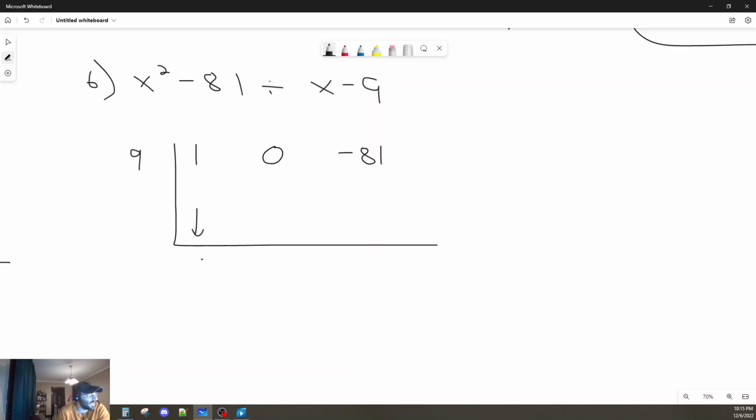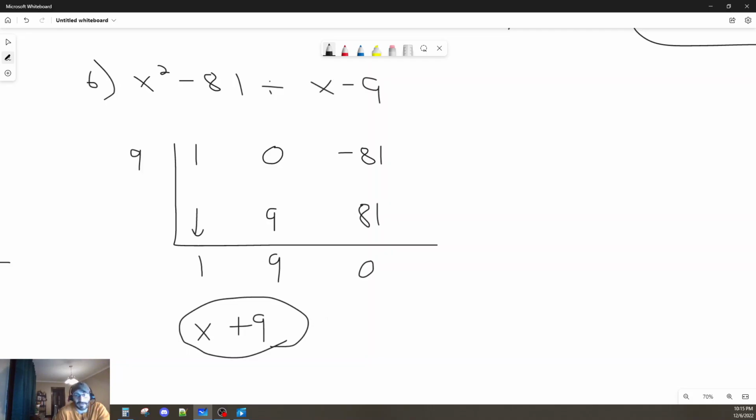Drop our first one down. Get 1. 9 times 1 is 9. 0 plus 9 is 9. 9 times 9 is 81. Negative 81 plus 81 is 0. We got no remainder. Remember, we started with x squared, so we should start with x. 1x is just x plus 9 is your answer. Okay, x plus 9.